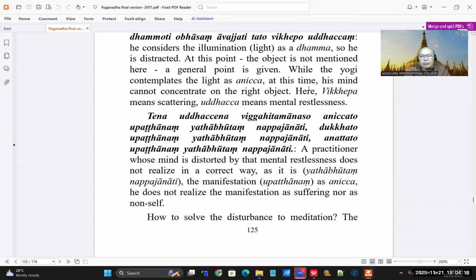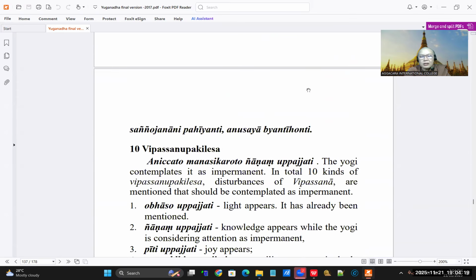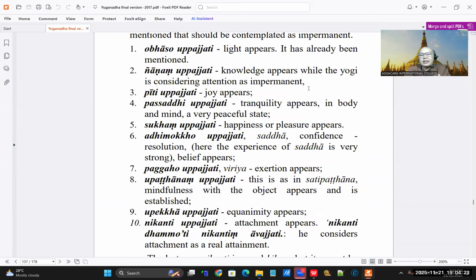So how many things do you have? Okay, you have 10 upakkilesa. These 10 things, they are actually 1 to 9, very good states, very nice, like the light, the knowledge, the joy, tranquility, happiness, resolution, confidence, exertion, mindfulness, equanimity. 1 to 9, very nice experiences. Because they are too nice, the meditator thinks they have already reached the Maggaphala, the enlightenment. So the mind stops there. They enjoy it. So at that time, number 10, attachment, will appear. So this is the real defilement.